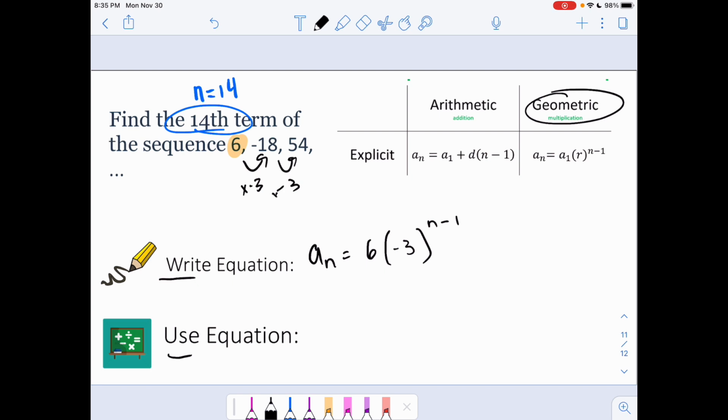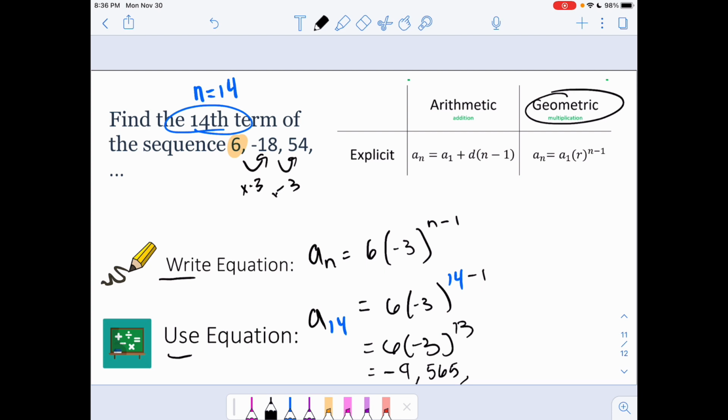And we're looking for the 14th term. So A sub 14 equals 6 times negative 3 raised to the 14 minus 1 power. We start to simplify, and we see that our 14th term is negative 9,565,938. So A sub 14 is that number. To summarize, make sure you write your equation and then use your equation.